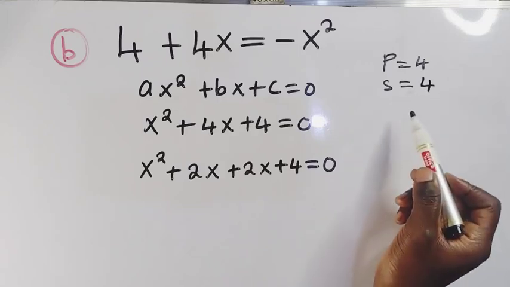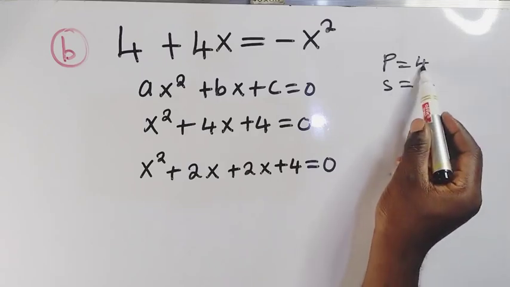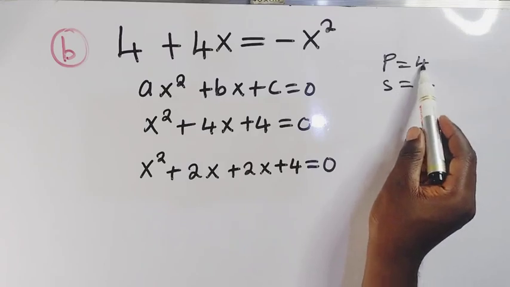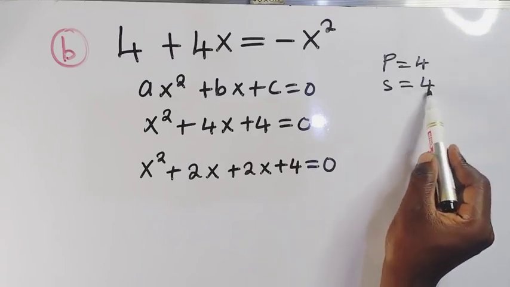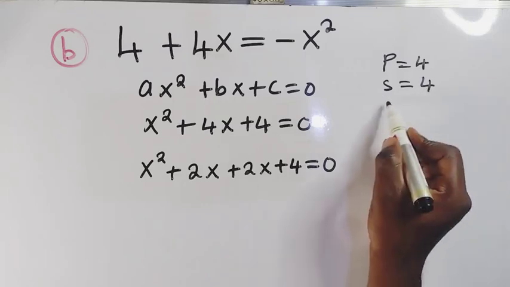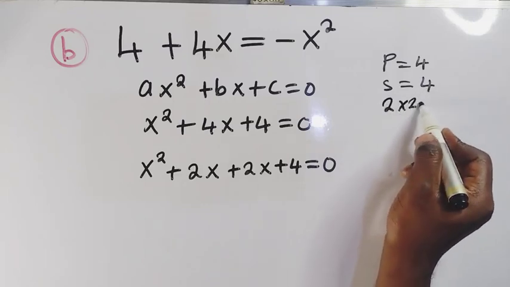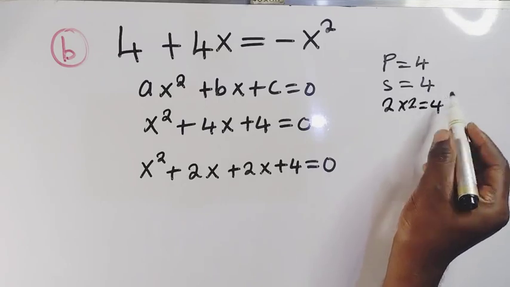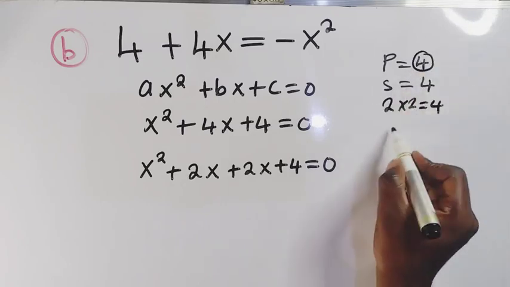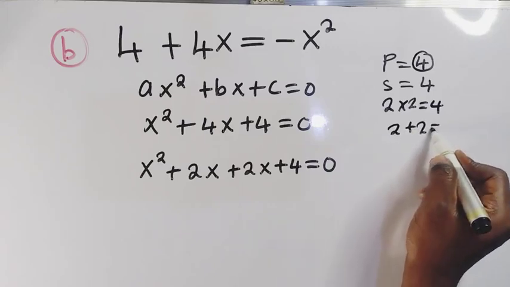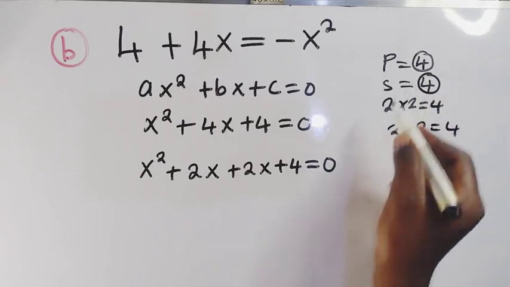I'll look for two numbers. When I find their product, I'll get a 4. When I find their sum, I'll get a 4. So these factors are 2 times 2, which is a 4, which is the product. Again, 2 plus 2, which is a 4, which is the sum right here.